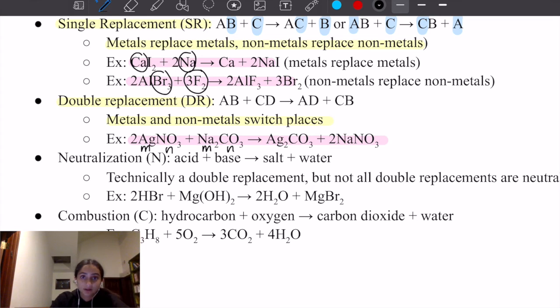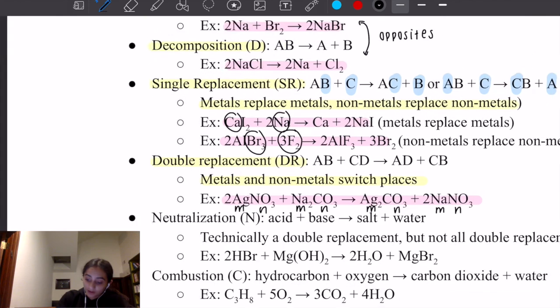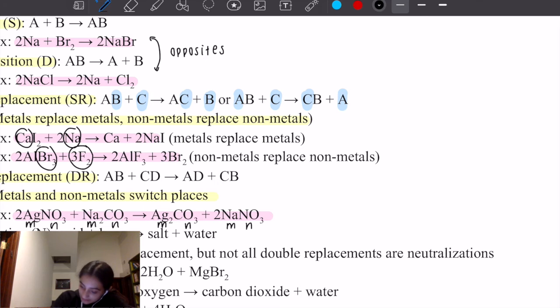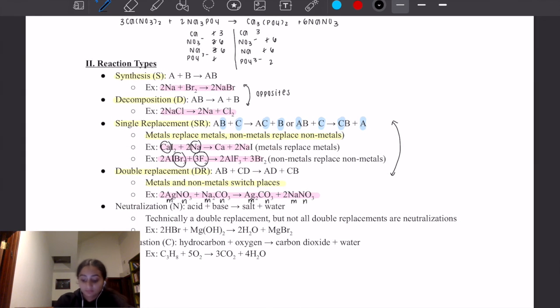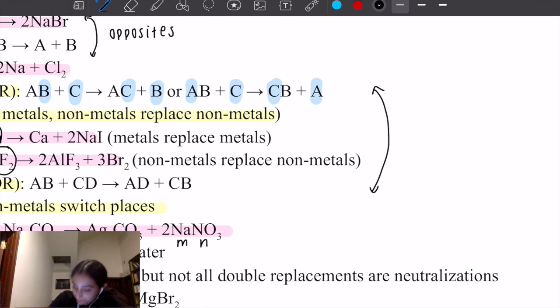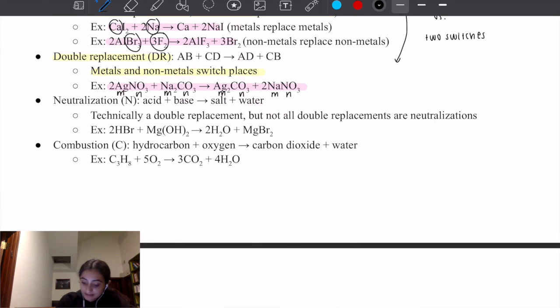which also causes the nonmetals to, by association, switch places. So this is now a metal with the other nonmetal, and this is a metal now with the other nonmetal. So these are kind of grouped together, but a double replacement has one additional switch. So a single replacement has one switch versus two switches.